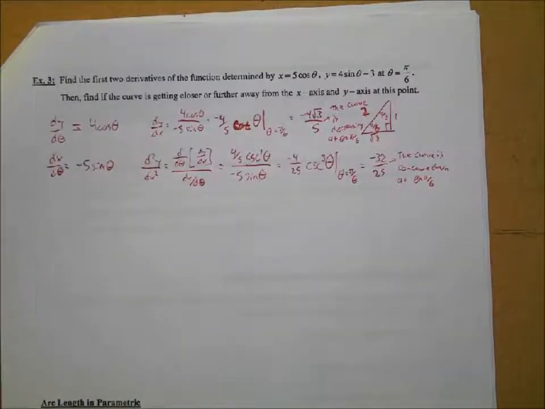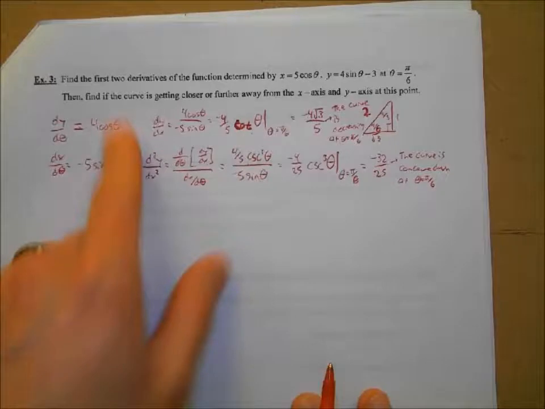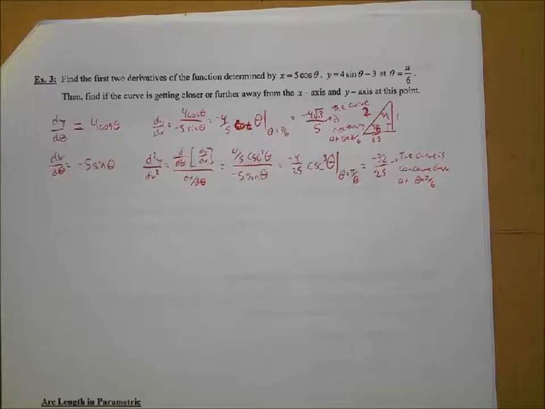Okay. So do try and simplify that first derivative, of course, just like normal. Simplify that first derivative to help you then take the second derivative. Okay? Or take the derivative again. Now, how can we determine though if our curve is getting closer or further away from the x and also the y-axis at this point?